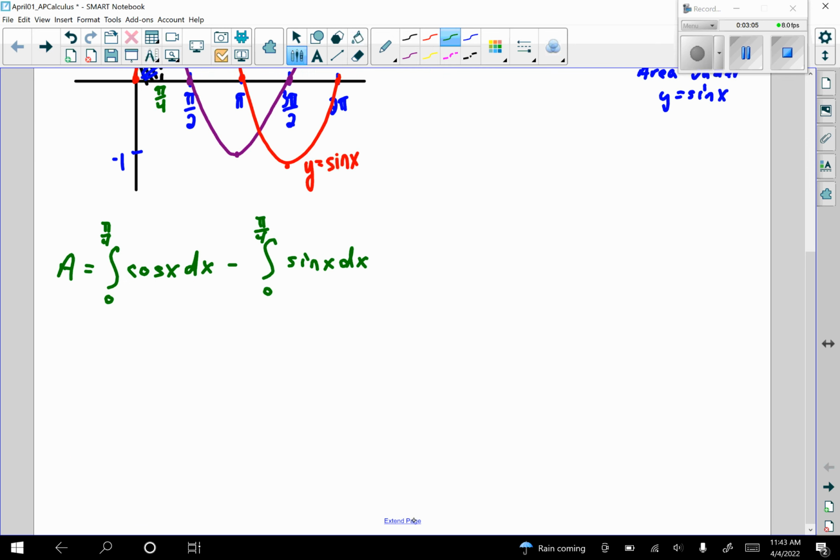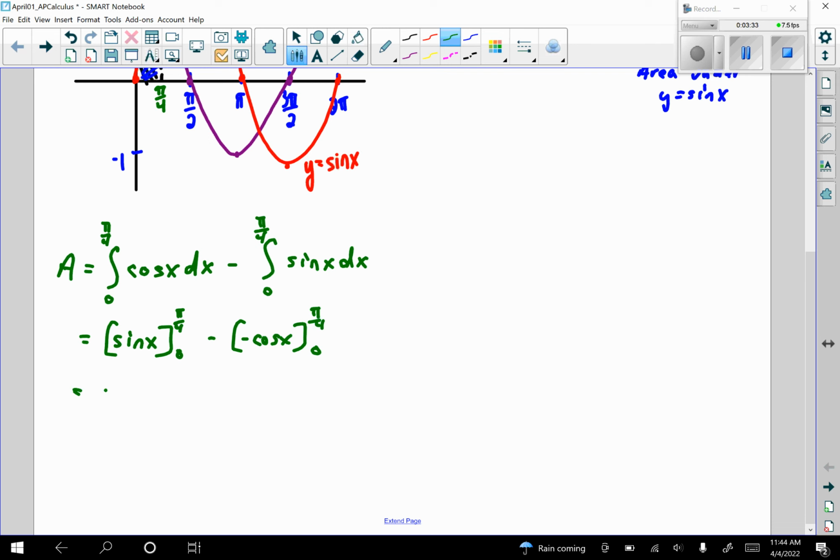So setting up is the key part here. Everything else, you're going to do this by hand. For some of these examples, though, we'll just set it up and type in the calculator. But for this one, let's continue by hand. So the antiderivative of cosine x would be sine x, as x goes from 0 to pi over 4, minus, and then this would be a negative cosine x, as x goes from 0 to pi over 4.